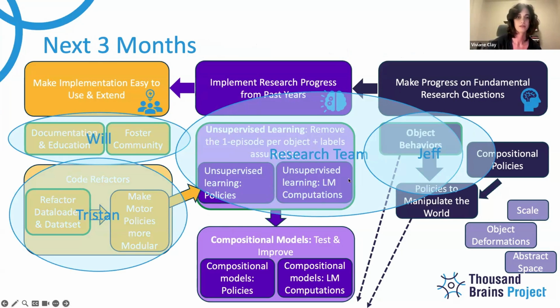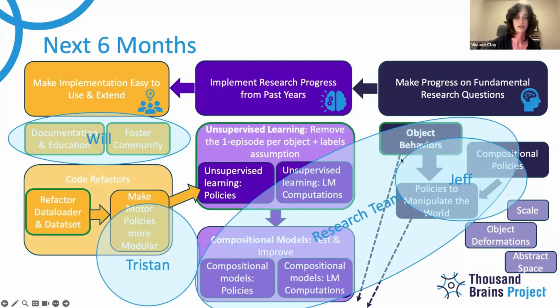And so this is the next 3 months roughly, looking at unsupervised learning, thinking about object behaviors a lot from the research side. And then in the next 6 months, hopefully we can transition towards compositional objects, hierarchy, and starting to think more about policies as well, compositional policies and actually manipulating the world.